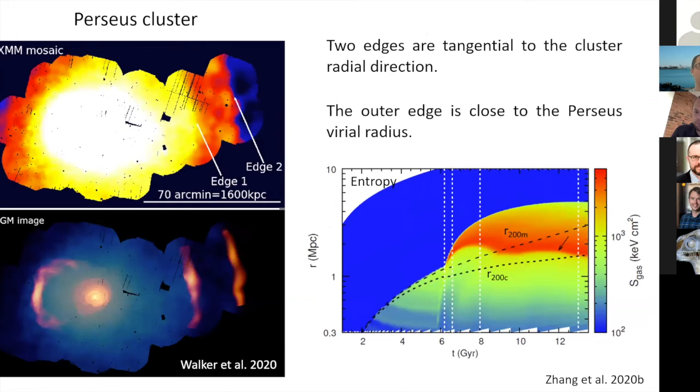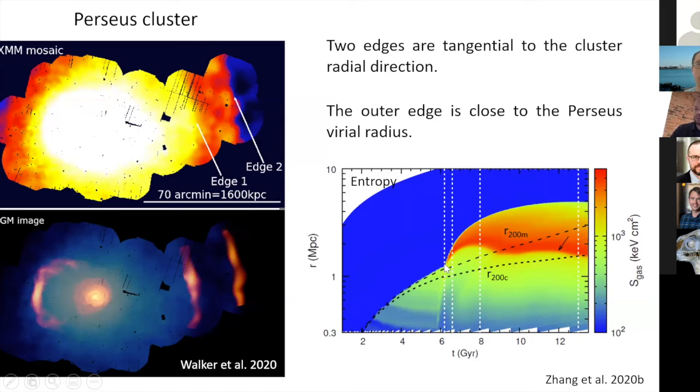And in my last slide, I want to briefly introduce Stephen Walker's new paper, where they identify two giant contact discontinuities in the outskirts of the Perseus cluster, here and here, and near the virial radius. So we argue that this outer edge could be explained as the contact discontinuity formed in the collision between the runaway and the accretion shocks. As a comparison, I show one of our simulations here. This figure shows the evolution of gas entropy. So you can see the contact discontinuity formed in the shock collision is here.